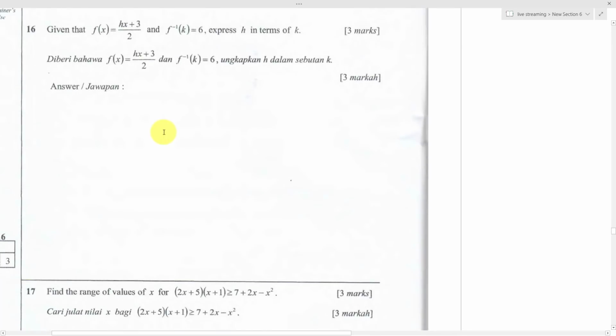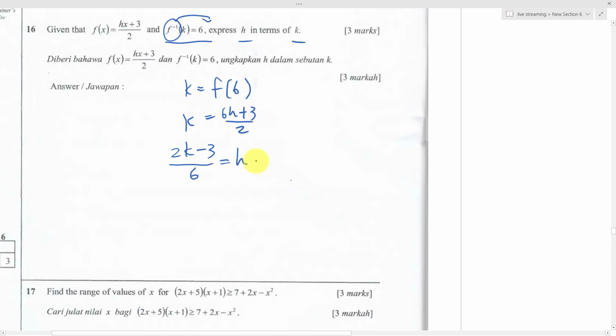Alright, 16. For this kind of question, if you give me an inverse function equal to some number, normally I will avoid doing the inverse function. I will move my f inverse to the other side, it becomes f(6). Because I have the f(x), f(6) is basically (6h + 3) over 2. Make h the subject. So I will move 2, become 2k. I will move my 3, become minus 3. I will move 6, become divide 6 equal to h. Then I'm done already.